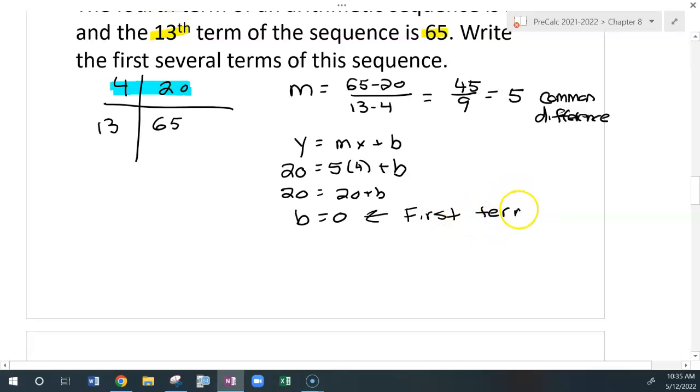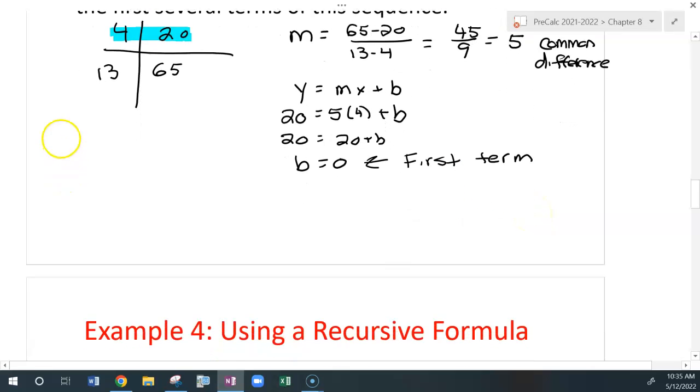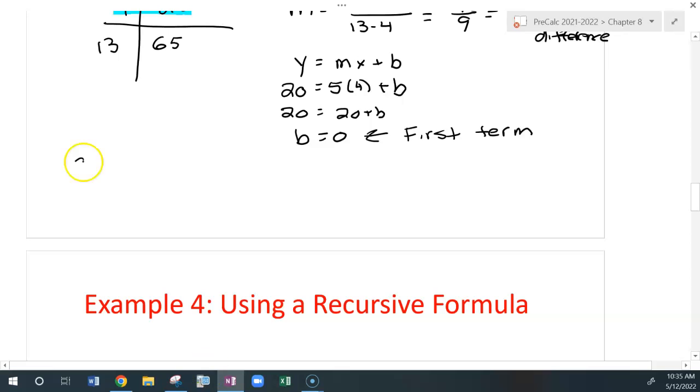It's not letting me write. So I have what I need to write my expression in my sequence form. a sub n is going to be 5n plus 0, or just a sub n equals 5n.